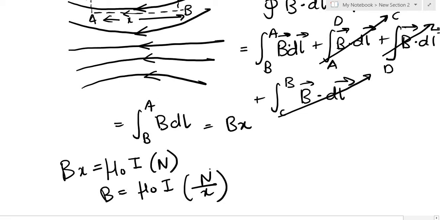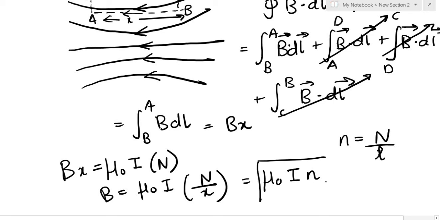So we have the total number of turns per this length x. We can call that quantity the number density, basically the number of turns per unit length. Here our length is x, so we assume this to be uniform so that this holds true. The number density is uniform. So B equals mu naught n I, or mu naught I n. And remember, even when you are solving numericals, this formula is very important.